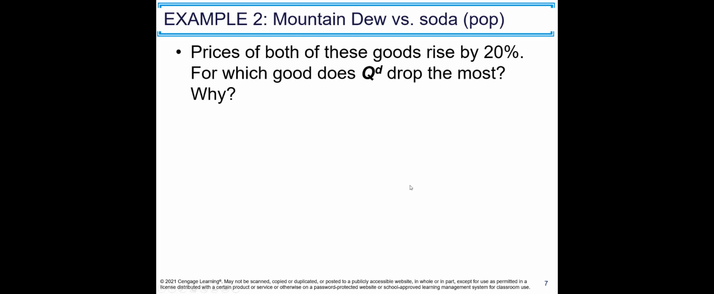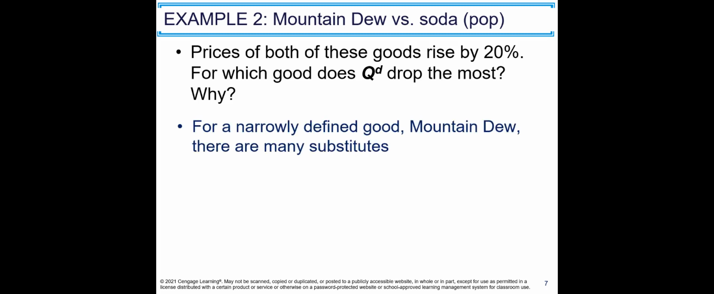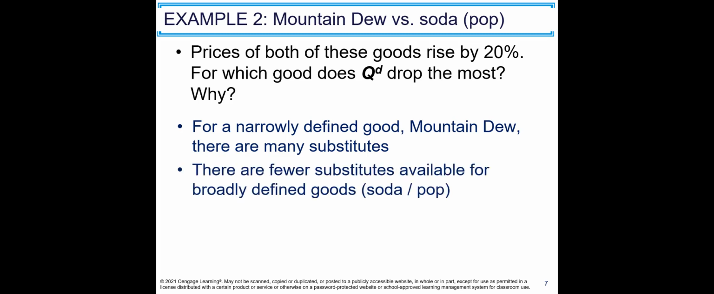Let's look at the second example, Mountain Dew versus soda. Prices of both of these goods rise by 20%. For which good does quantity demanded drop the most? Why? For a narrowly defined good like Mountain Dew, which is one brand of soda, there are many substitutes. There are other brands in the market that you can substitute with. There are fewer substitutes available for broadly defined goods like soda, right? Soda is a big category. You can substitute the whole soda maybe with water or maybe with tea, coffee.